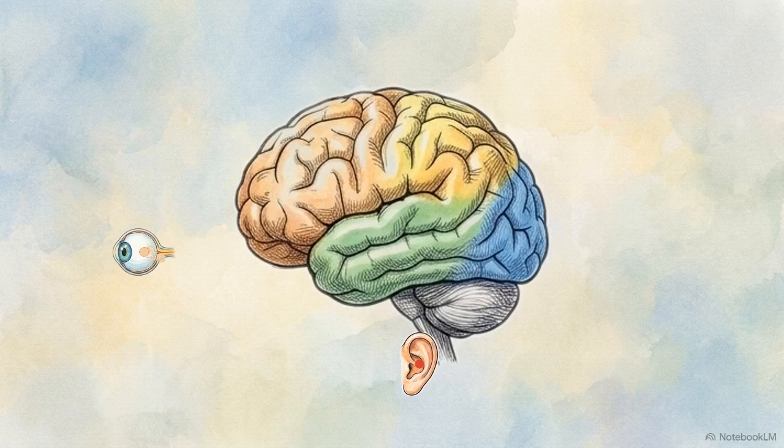Stage 1 is concrete experience. Information enters through the senses. A monotone lecture barely registers in the auditory cortex, but rich multimodal input, visuals, physical manipulation, emotional engagement, lights up the entire posterior region, the occipital, temporal, and parietal lobes.